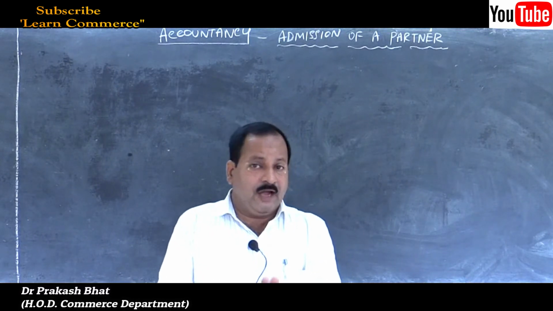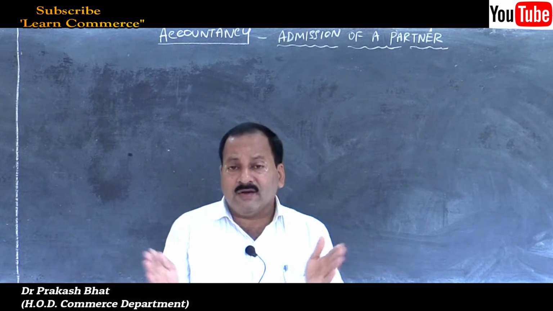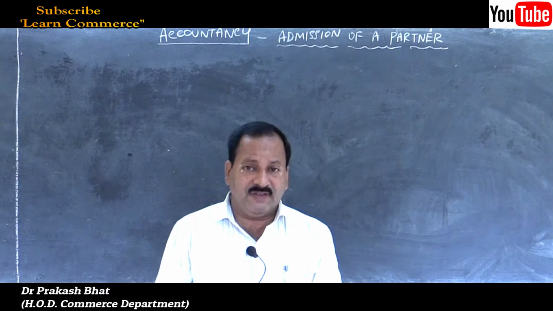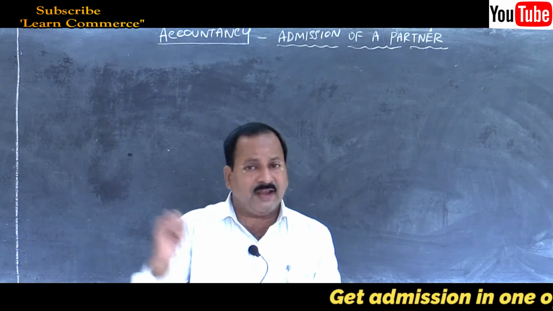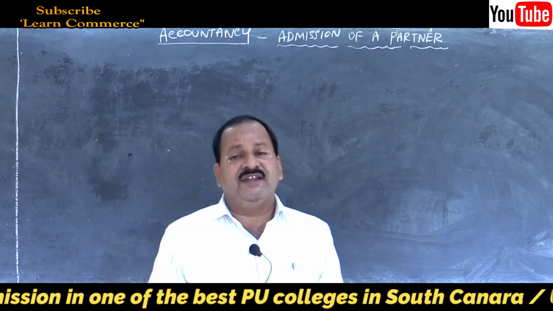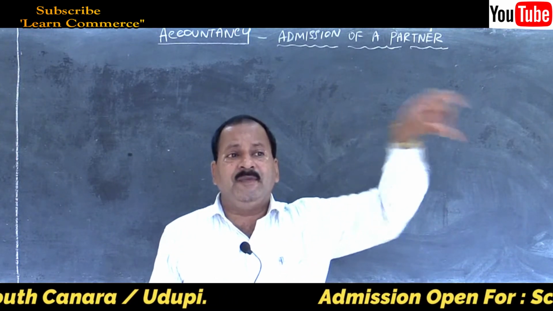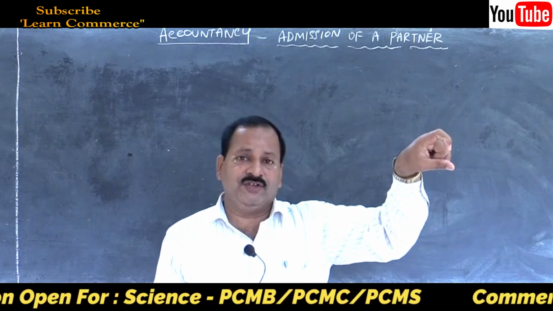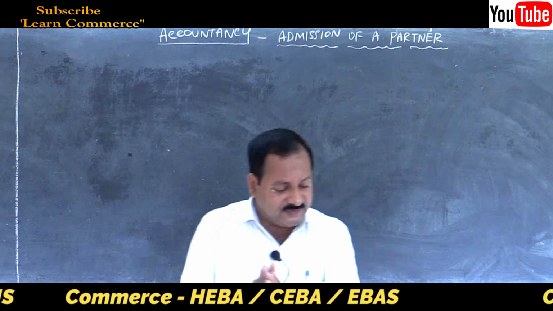Then we have to give an entry for assets or liabilities brought in by the new partner. I mean, the cash brought in by the new partner, or the bank balance, or any other assets brought in by the new partner should be credited to the new partner's capital account. Any liabilities brought in by the new partner should be debited to the new partner's capital account.